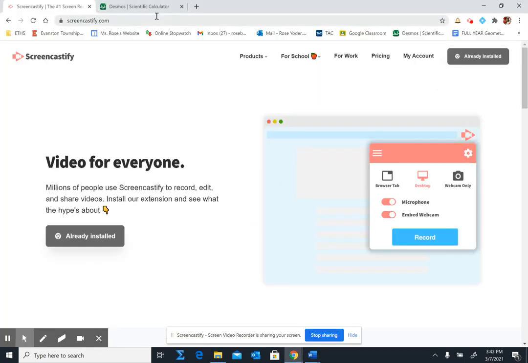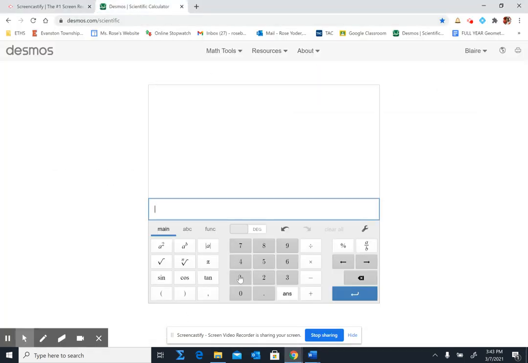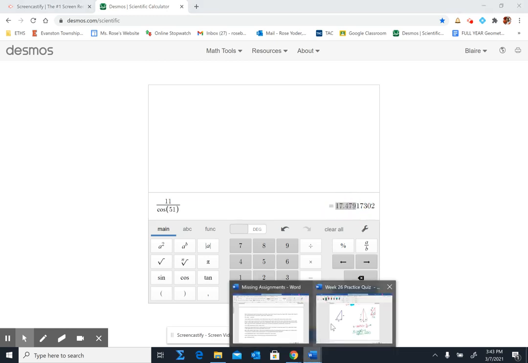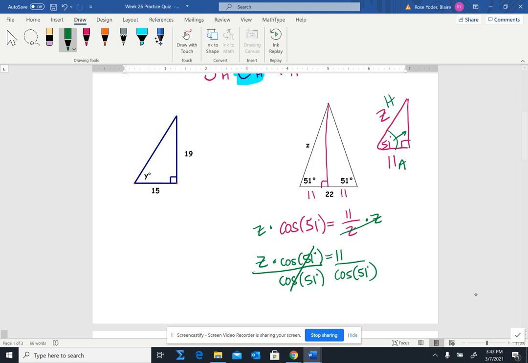So I go back to my Desmos scientific calculator, 11 divided by cosine 51, and it is 17.479. As always, I like to see if that makes sense.